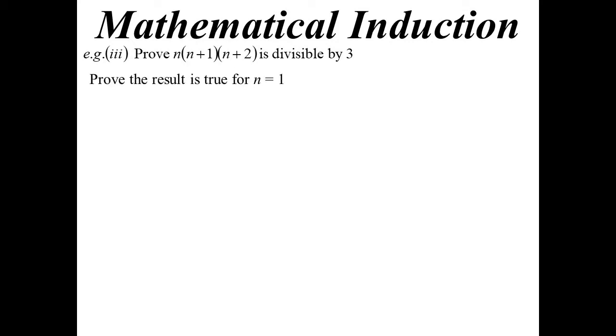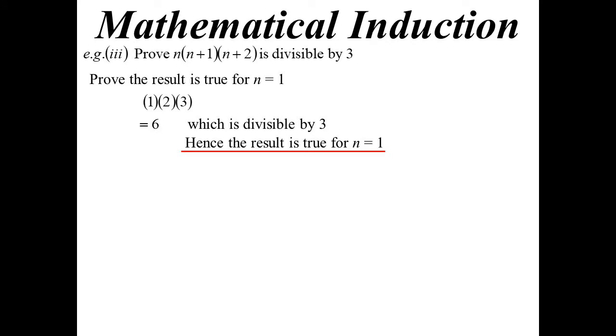So start off, prove it true for the first case. Now this one, there's not a left-hand side or a right-hand side. I'm simply saying, let's sub 1 in. I get 6, yes. 6 is divisible by 3, so it works for the first case. So I'm now going to assume it's true for n equals k.